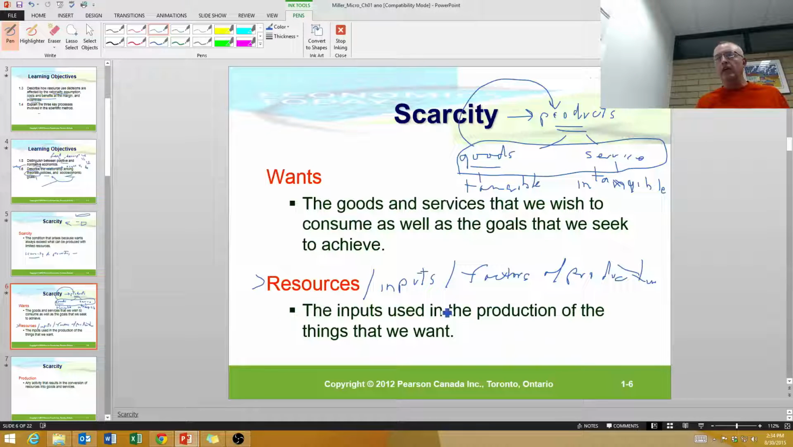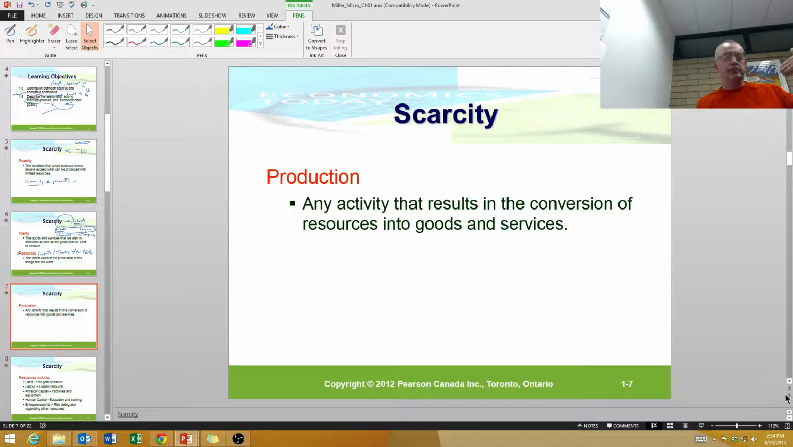Okay, then another kind of basic piece of terminology here is we convert resources into products. How do we convert? What's the process called? Well, the process of converting resources into products is called production. This is a definition. The definition of production is any activity that converts resources into goods and services, into products.